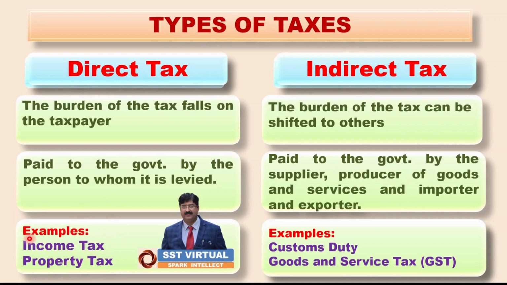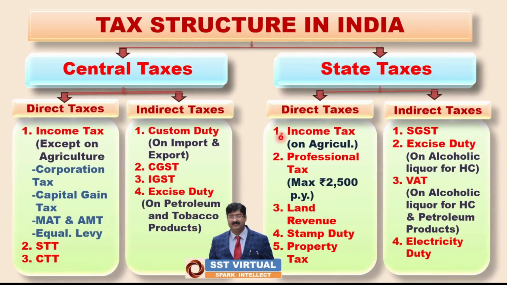There are few examples also in case of direct tax. One is income tax, another is property tax. In case of indirect taxes, examples are custom duty, which is levied on import and export of goods, and goods and service tax, GST, you all know. This is the distribution of taxes between the state and the center.